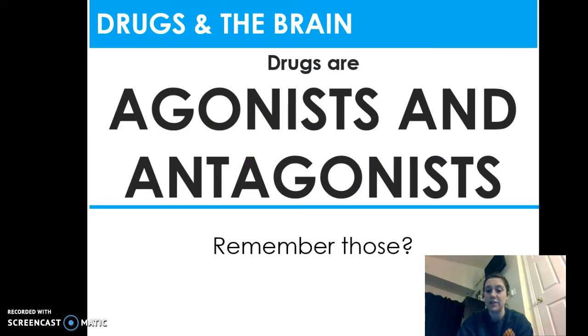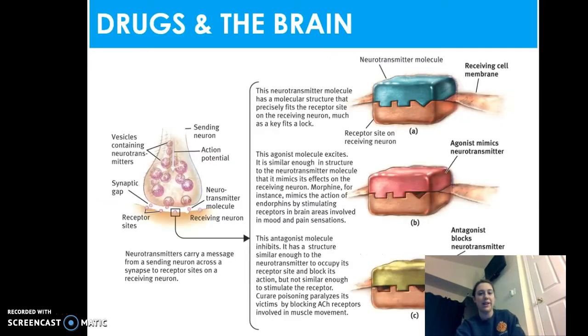All right, drugs. We need to know the different categories of drugs. So first of all, drugs are agonists and antagonists. Remember those guys? I told you they'd be coming back. So agonists are going to mimic the neurotransmitter. Antagonists are going to block the neurotransmitter. So with drugs, we say they're excitatory or inhibitory. Excitatory would be an agonist, and inhibitory, like blocking, would be an antagonist.